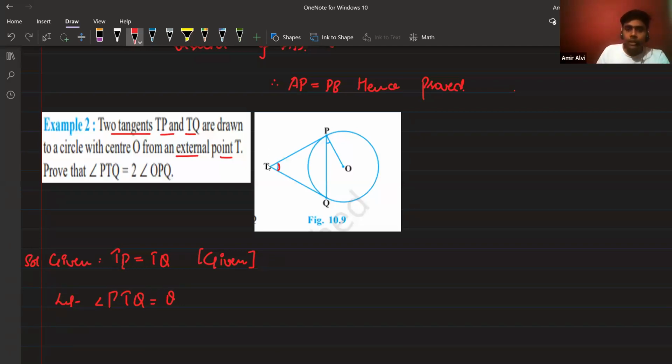Everybody tell me, if TP and TQ are equal, will this triangle PTQ be an isosceles triangle or not? Opposite sides of equal angles are equal, and then the triangle is isosceles. And angle TPQ and angle TQP are equal. Why? The property of an isosceles triangle says that if two sides are equal, then the opposite angles will also be equal.